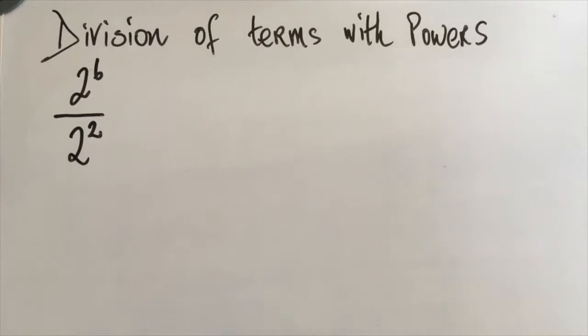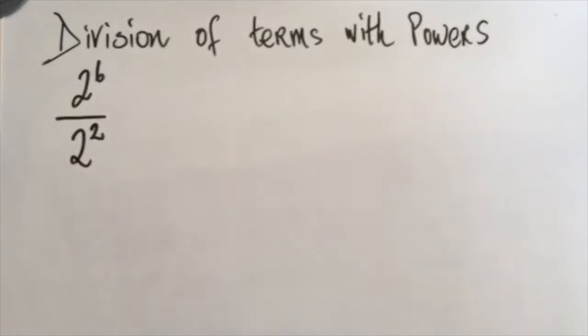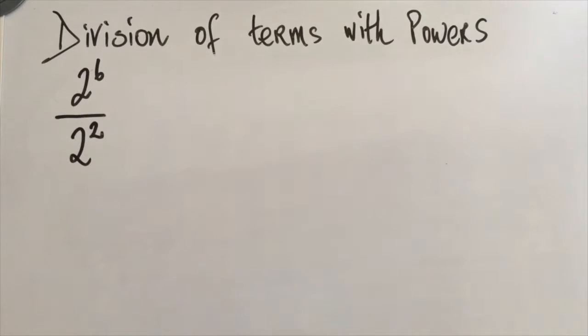Let's divide some terms that have powers. For example, let's start off with the base as a constant, in this case 2. So on the top I have a base of 2 and a power of 6, and on the bottom of my fraction I have a base of 2 and a power of 2. So this means 2 to the power of 6 divided by 2 to the power of 2.